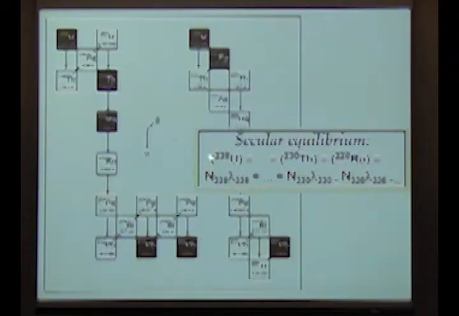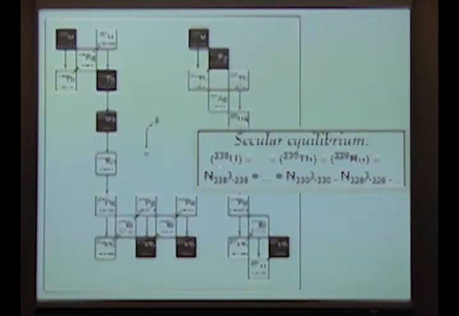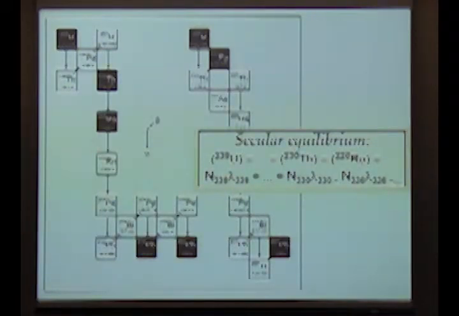And activity is conventionally denoted by parentheses around the chemical symbol. Now, the activity is proportional, obviously, to the number of atoms that you have present and the decay constant. Okay, so the more atoms you have present, the higher the activity. The larger the decay constant, that is, the shorter the half-life, the higher the activity. Now, when you're talking about any given parent-daughter pair, the way a system attains secular equilibrium, you can't change the decay constant, so you have to do it by changing the number of atoms that are present.